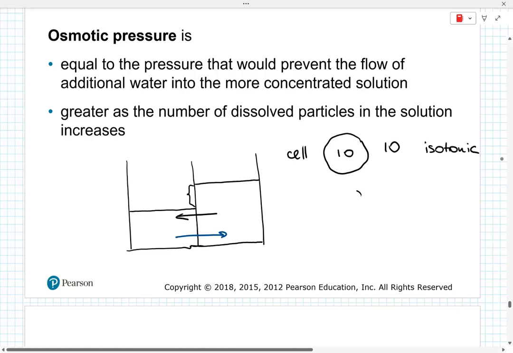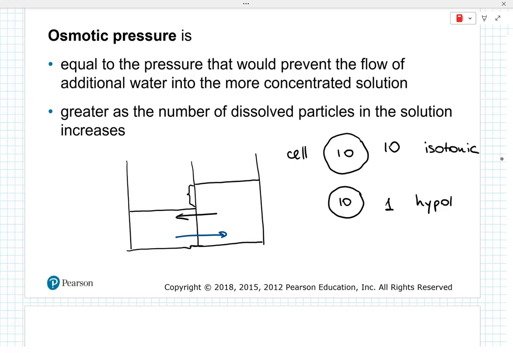Now you put the same cell in an environment with a concentration of 1. So below isotonic, so hypotonic, right? Where would water go? Inside the cell. What's going to happen to the cell if you start pumping it with water?